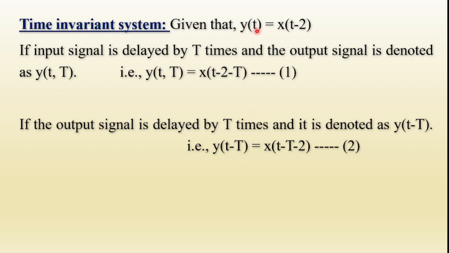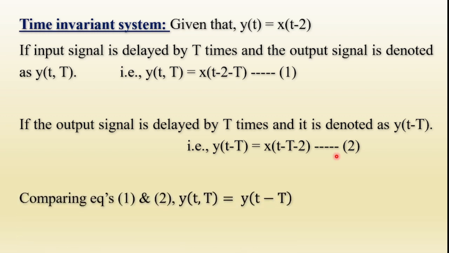And this is the given system. In this given system, small t is replaced by t minus capital T, we get x of t minus capital T minus 2. And this is considered as equation 2. Now comparing equation 1 and equation 2, we get equation 1 is equal to equation 2.